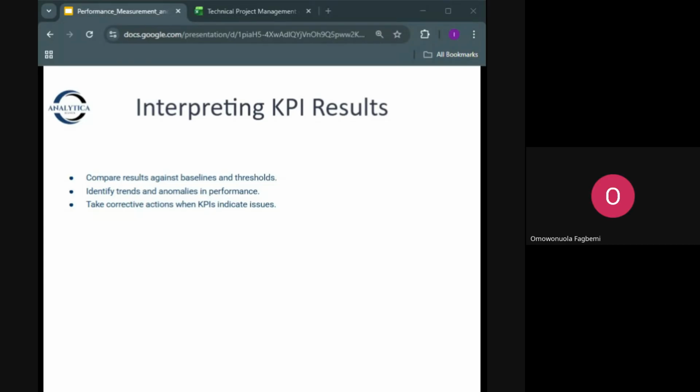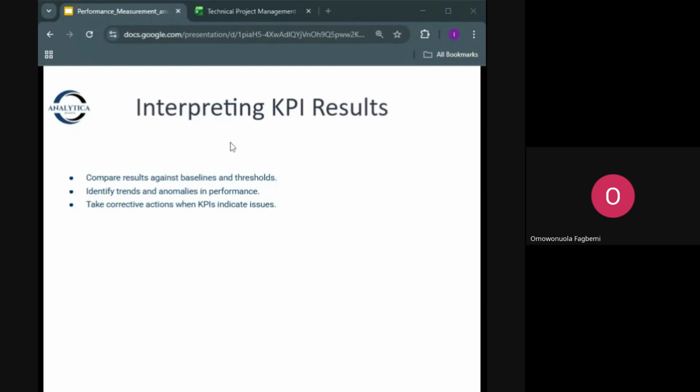Okay. So I'm talking about interpreting KPI results. Numbers mean nothing if we can't interpret them. So, like I was saying, in the duplex case, if the material delivery delays cause time variance, the fix might be in the procurement, not the site team. Okay.